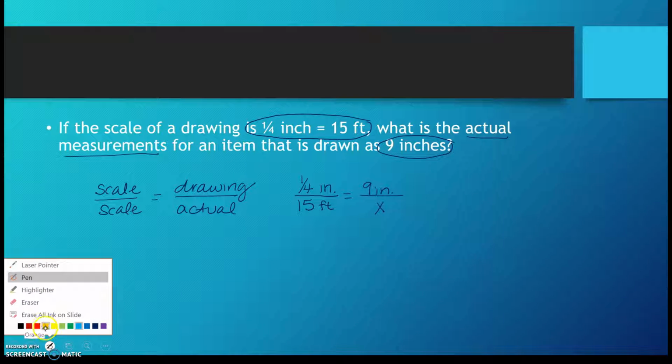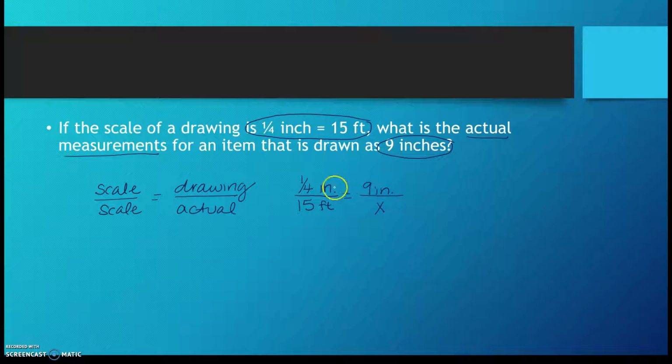Okie dokie. So 1/4 x equals 15 times 9. 9 times 5 is 45. 9 plus 4 is 13. So 135. Okay. So I need to get x by itself. So right now it's times 1/4. So we're going to divide by 1/4.